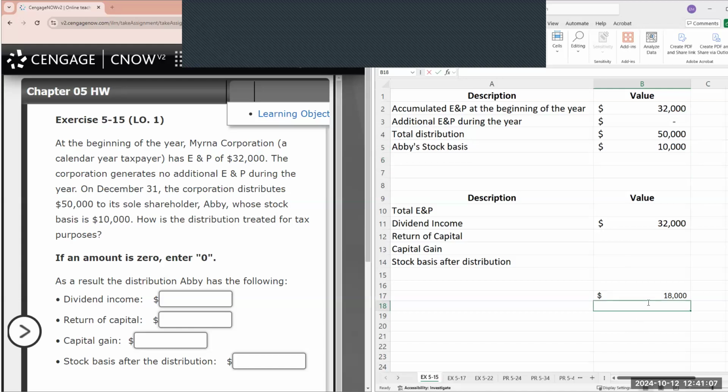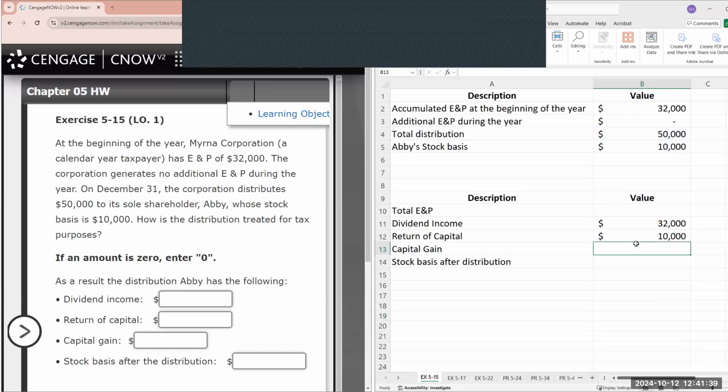So now the remaining distribution is the total distribution minus the amount treated as dividend income minus the amount treated as a return of capital, which in this case is 10,000. So the 18,000 minus the return of capital, therefore the remaining amount, I'll actually do it this way.